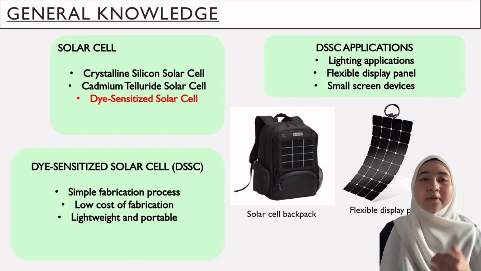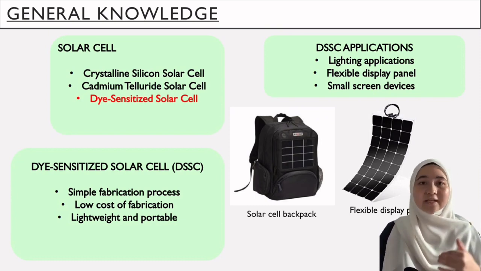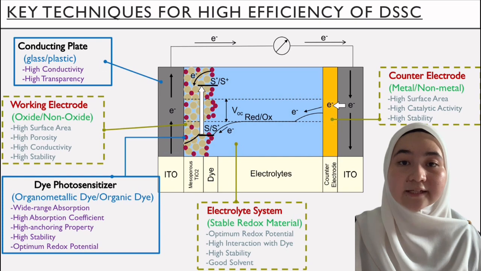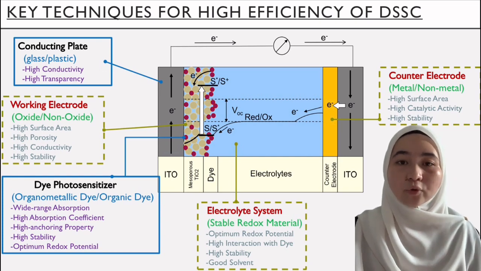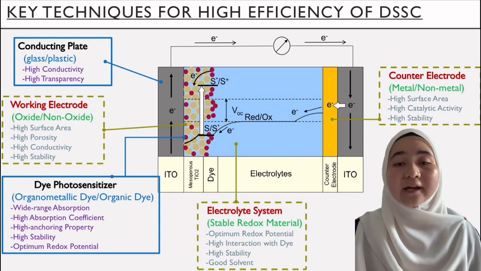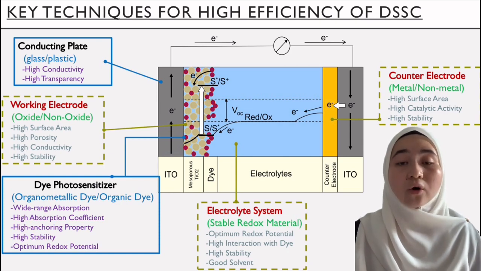Nowadays, the DSSC has been implemented in many applications such as lighting applications, flexible display panel, and small screen devices. To gain high efficiency in the DSSC, there are several key techniques that need to be looked at, such as photoanode, our working electrode, dye sensitizer, counter electrode, and also electrolyte system. As I mentioned from the title of my study before, the part that will be highlighted in this study is the working electrode or photoanode.